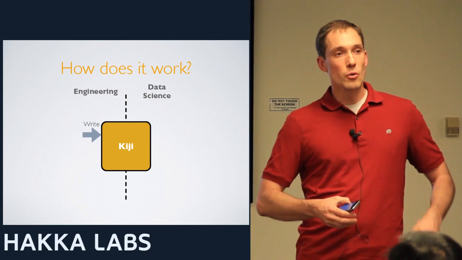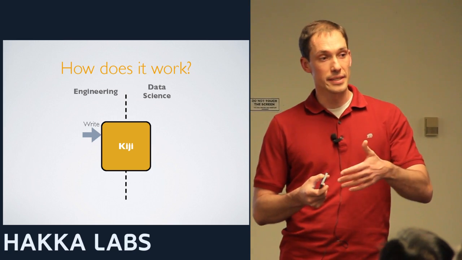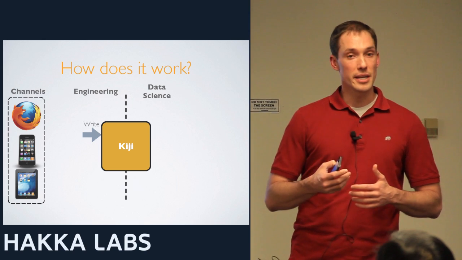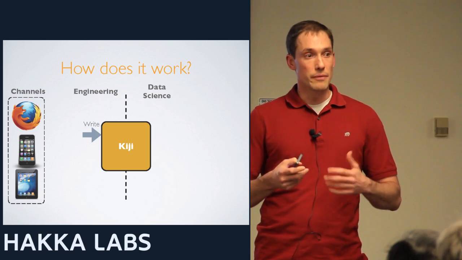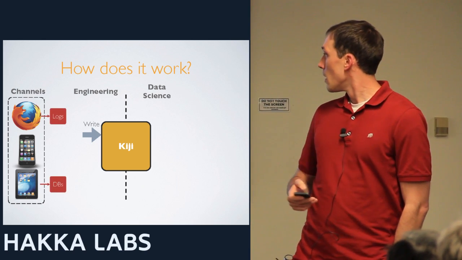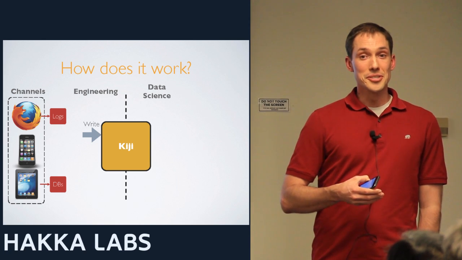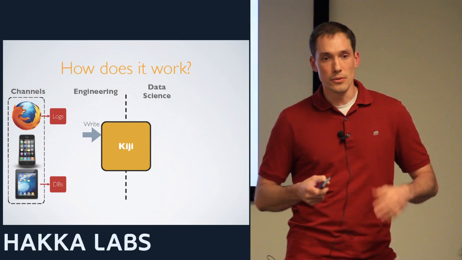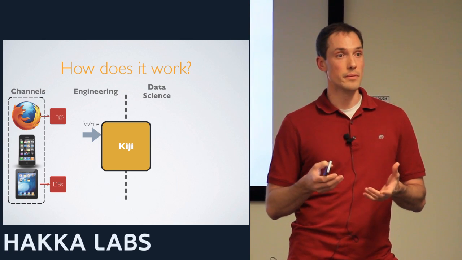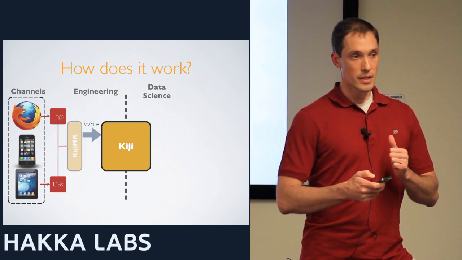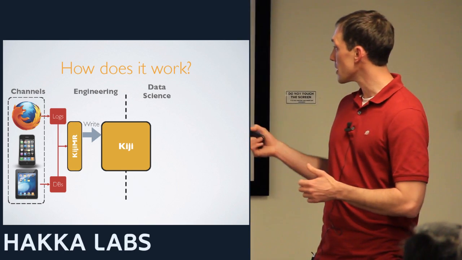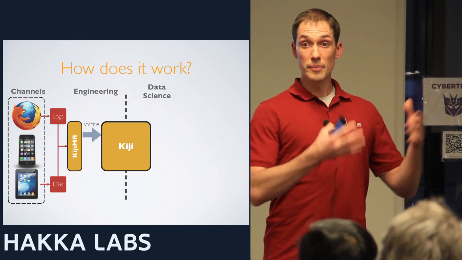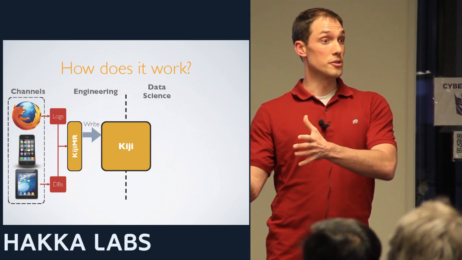For the engineers, we provide APIs for writing data into Qiji. This data could come from different versions of our application running on various platforms. If we design our application such that we record user interactions with it into flat log files or into relational databases, we provide a component, Qiji MapReduce, that we can use to bulk load this data from these logs and databases into our storage system.